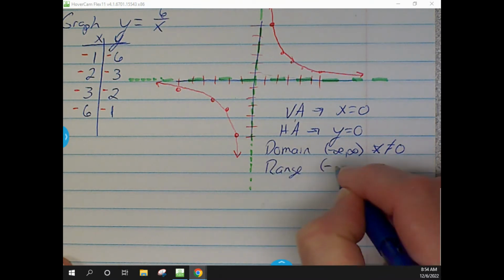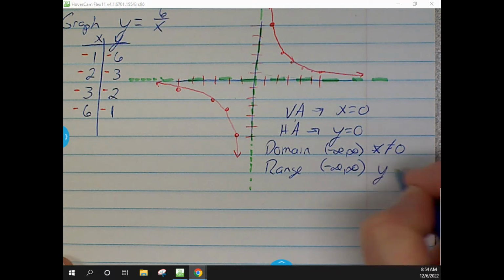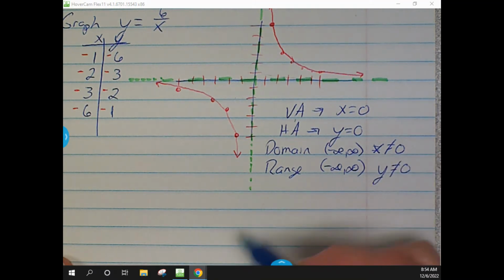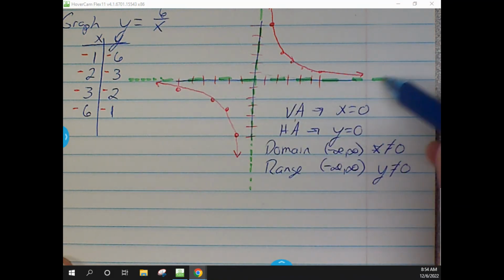And your range, same thing, it's negative infinity to infinity, but in that case, your y cannot equal 0, because now you're going to do the same thing. You're moving from the bottom till you get up to here, you get really close to 0, and then you pick back up over here, and then you move that way.